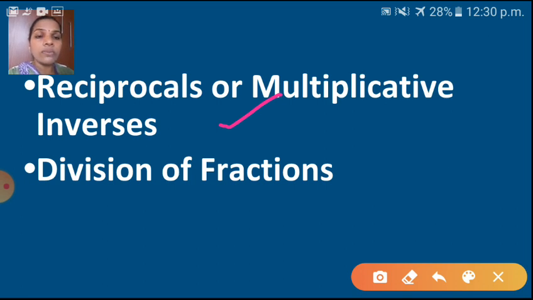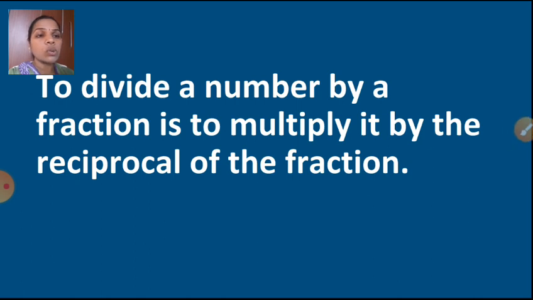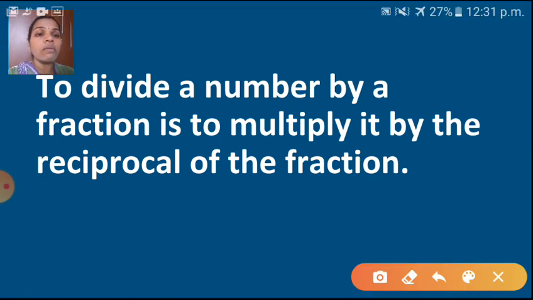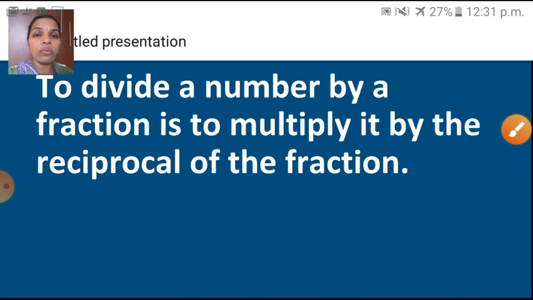I hope you understood this one. Next is division of fractions, which we also studied. If you want to divide by a fraction, what should we do? To divide a number by a fraction is to multiply it by the reciprocal of the fraction. So if you want to divide by a fraction, you should know the reciprocal, or multiplicative inverse, of that fraction. I hope you understood how we have to divide.